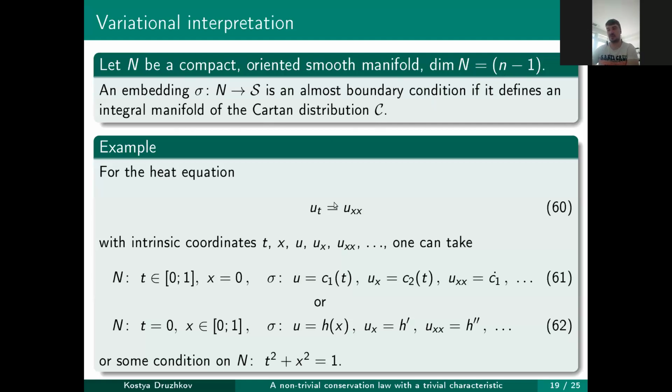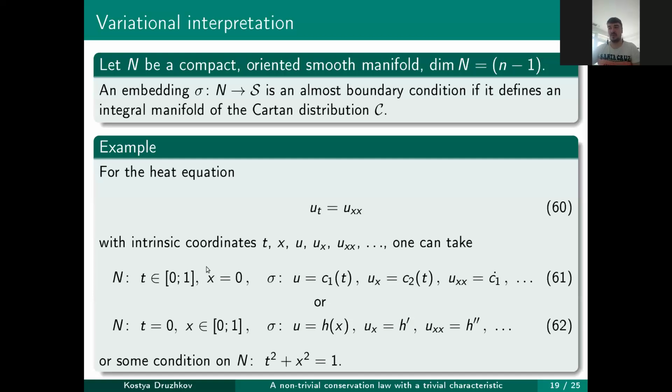For example, for the heat equation, it's a very simple example. For the heat equation with intrinsic coordinates t, x, u, u_x, etc., we can take the following manifold N of the corresponding (t,x) submanifold of this (t,x) plane, just a segment of this time line, x equals 0. So it looks like a boundary condition for this equation, but not a boundary condition because time is restricted. This variable t is restricted. It lies in the segment 0 to 1, not in the real line. This is why it's an almost boundary condition, not a boundary condition itself. Not like a genuine boundary condition.